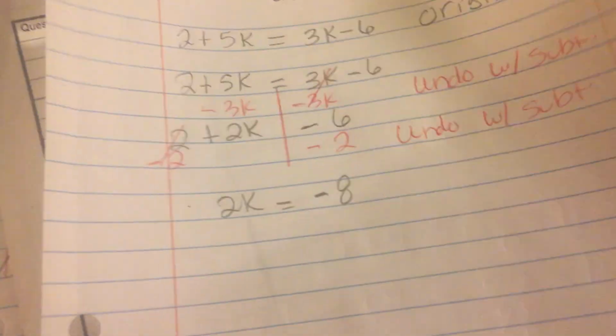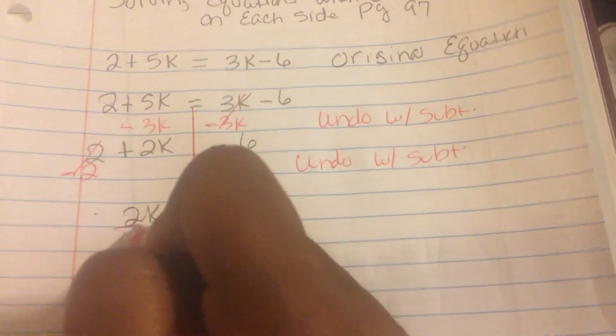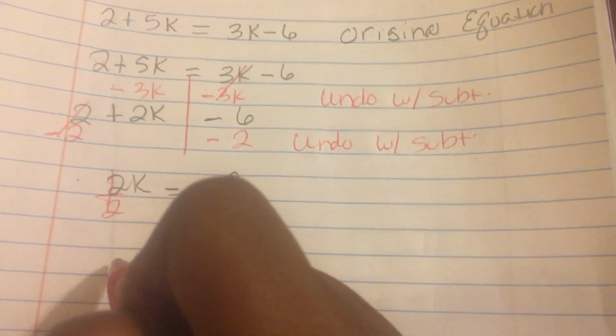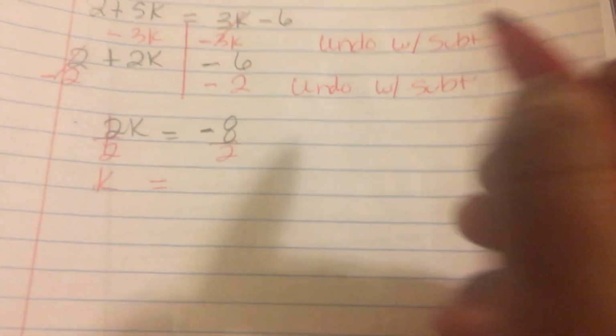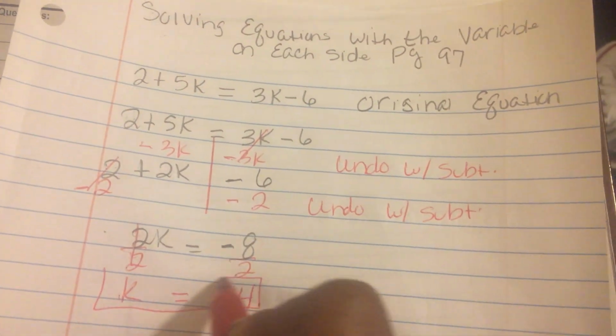Alright, so two numbers side by side means multiplication. So we're going to undo the multiplication with division. So we're going to divide both sides of the equation by 2. Therefore, we can get the variable k by itself. So now we have k is equal to negative 4. All right, and we always want to box in our answer. So that's a look at our first example.